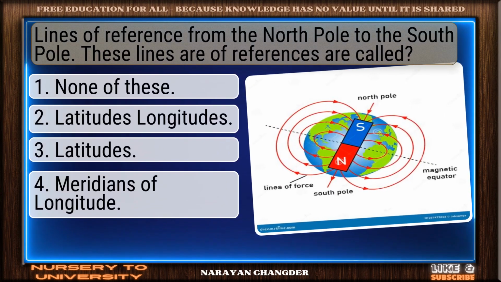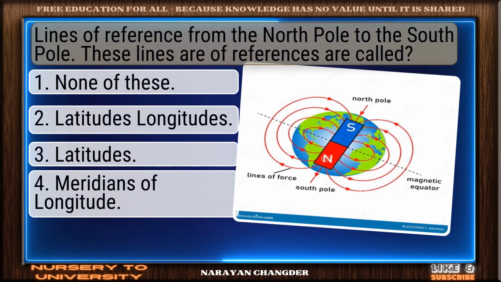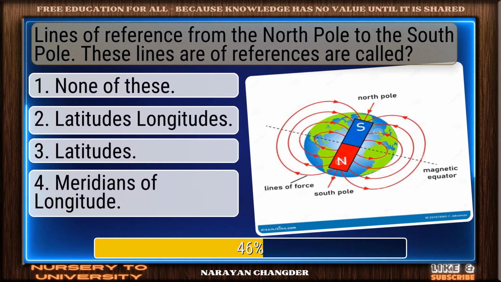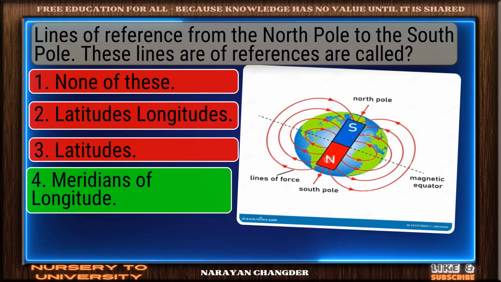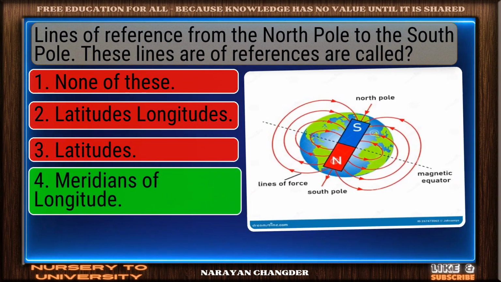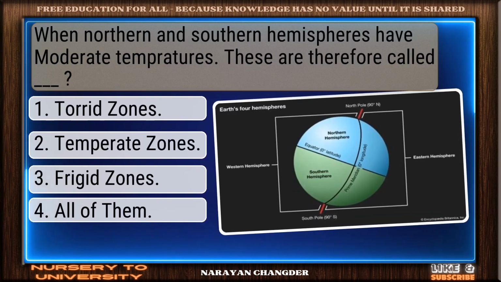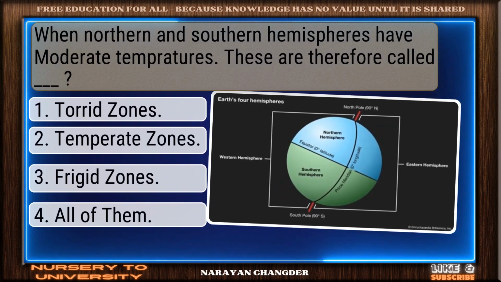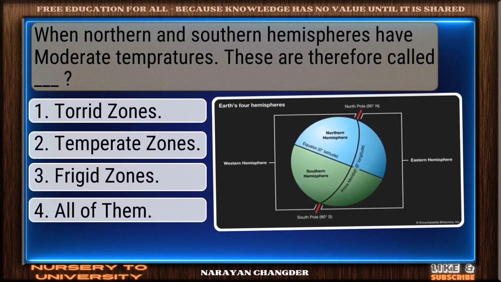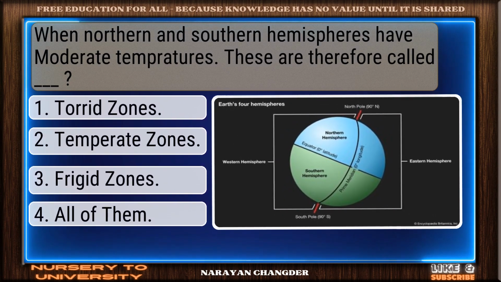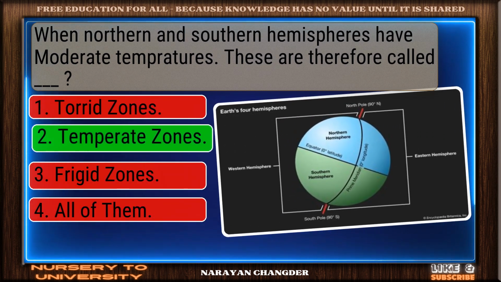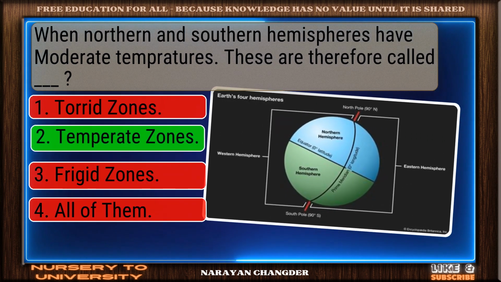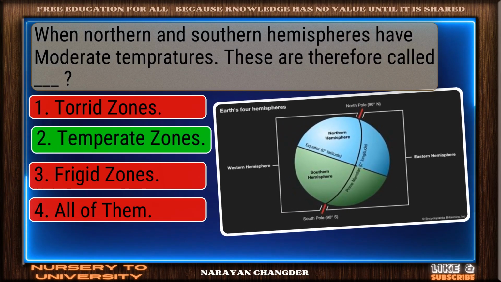Lines of reference from the North Pole to the South Pole. These lines of reference are called. Right choice. Meridians of longitude is the best answer. When northern and southern hemispheres have moderate temperatures, these are therefore called dash. Well reasoned. Temperate zones is the correct choice.